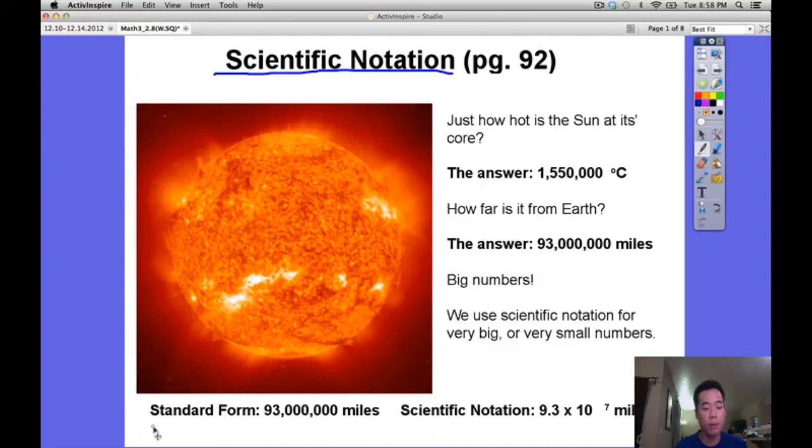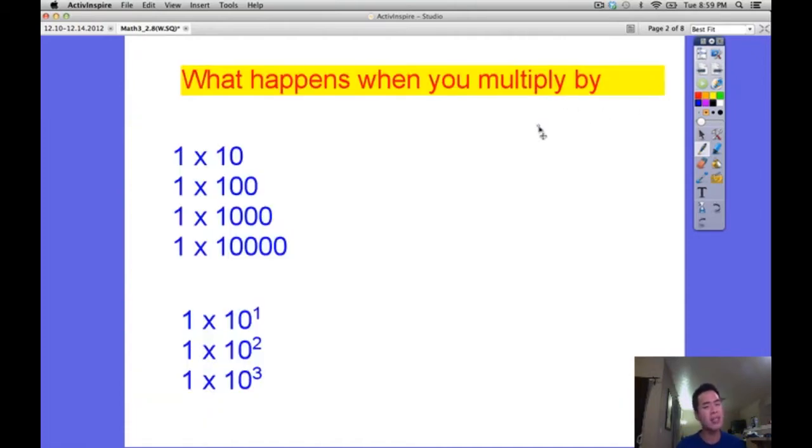So standard form is what I said earlier. When I said that the Earth is 93 million miles from the sun, that's standard form because you can see it all written out. Scientific notation is kind of like the shortcut of writing really big numbers or really small numbers quickly. How scientific notation works is pretty cool.